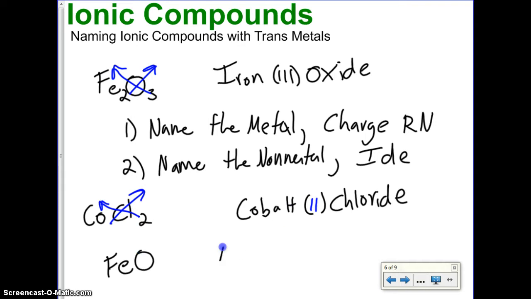We know it's iron oxide, but what's its charge? There's no numbers down here to bring up. Well, what that basically means is that both of these numbers down here are 1. So if I bring a 1 up to iron and a 1 up to oxygen, I would be looking at Fe +1 and O -1.